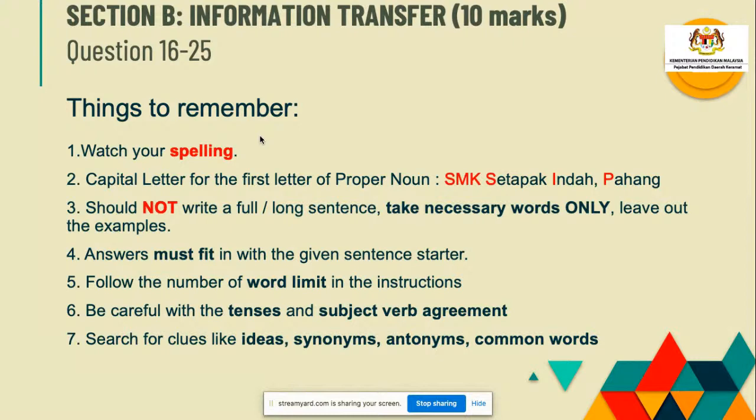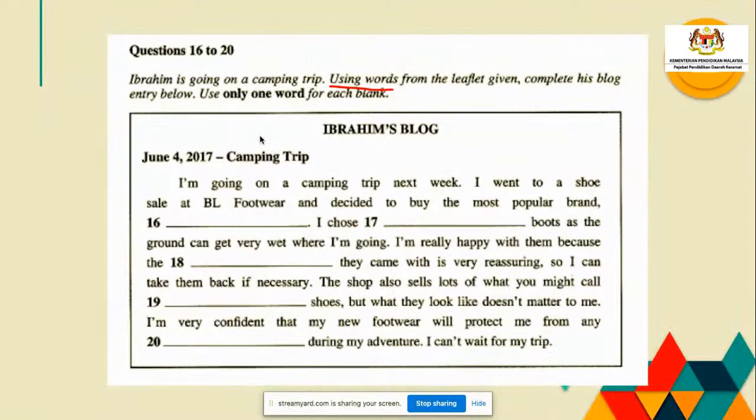Okay, so insyaAllah if you can apply these 7 steps, you will score this section. Alright. Now, look at this sample. Ibrahim is going on a camping trip. This is also SPM 2017-18.